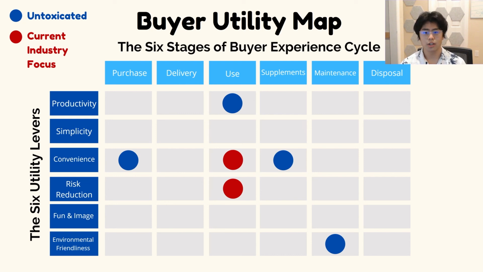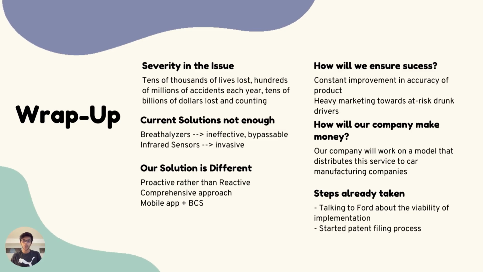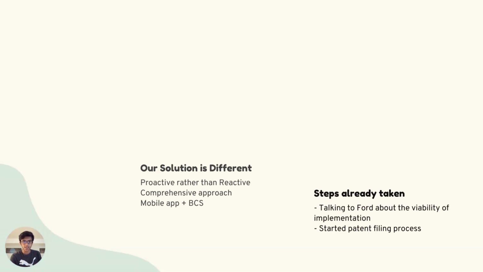Last but not least, Untoxicated utilizes the buyer utility map to identify the full range of utility spaces that our product can fill. And we'll make money through our company distribution model as we've already begun communication with Ford about implementation viability and started the patent filing process.